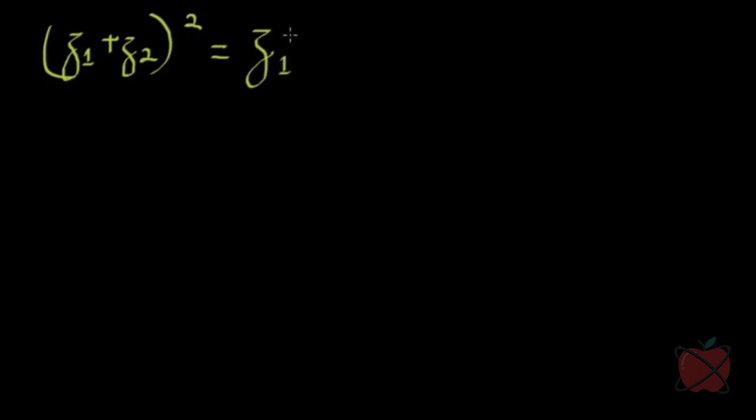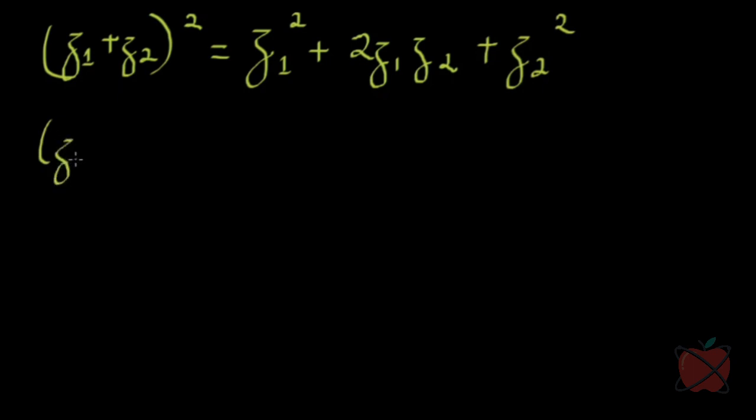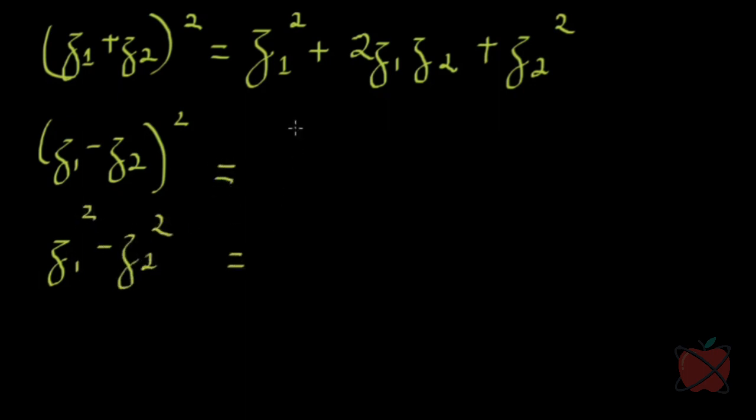Okay, let's talk about identities. z1 plus z2 whole thing square will follow the same identity that you learned in your lower classes. It will be z1 square plus twice z1 z2 plus z2 square. The same goes for z1 minus z2 whole thing square, and also for z1 square minus z2 square. I'm sure you know these, so you can fill in the blanks by yourself.